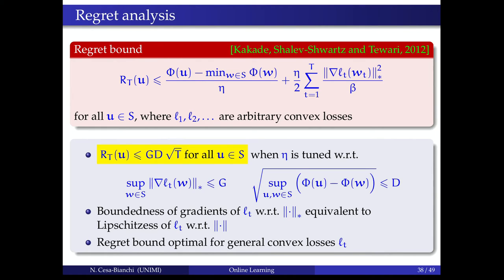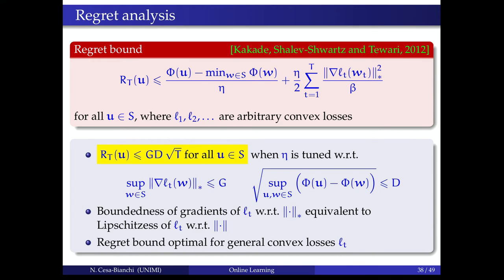So now we don't have a logarithmic dependence on the dimension here. We still have a square root of t rate, but we have a dependence on these quantities here, which account for the gradients of the loss and how big is the space in which I'm playing my game. Okay, and now if you don't like conditional decay, you can think that if your losses are Lipschitz, then your gradients will be bounded in the dual norm. So Lipschitzness of losses is enough to get a bound here.